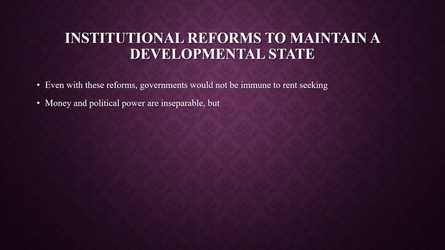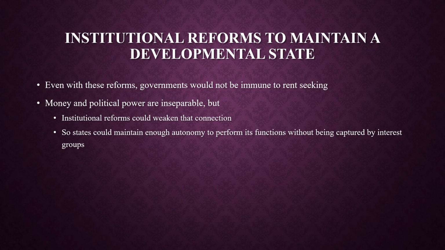So all of those are good. They're all things we should be striving for. They're all things we should be aware of as we try and protect our developmental state if we are living in one. But the truth is, money and political power are inseparable. Those sorts of institutional reforms we just spoke of maybe can weaken the connection between money and power, just enough so that the states can be strong enough to resist the interest group pressure and still be responsive to the people they are there to serve.